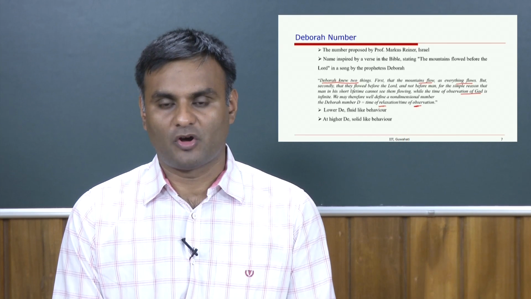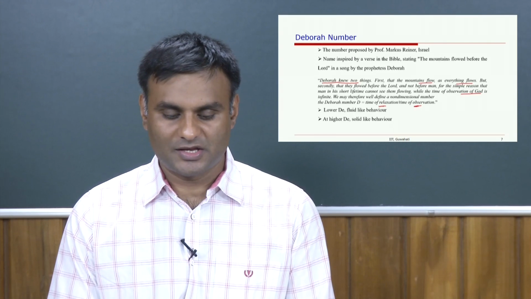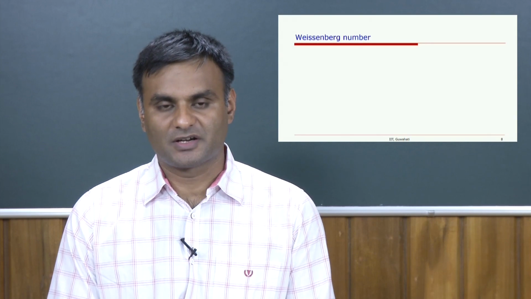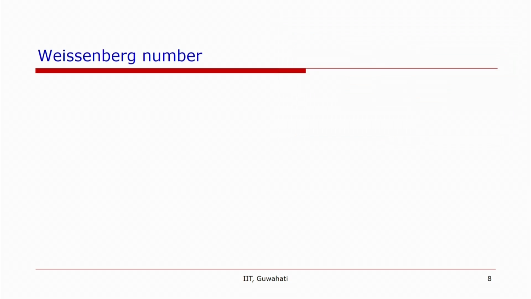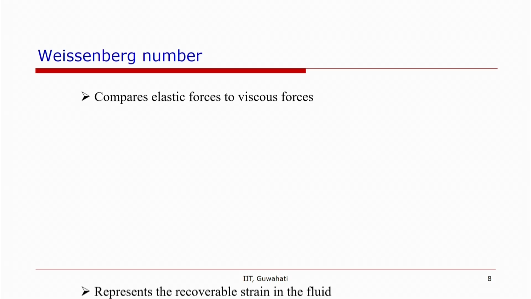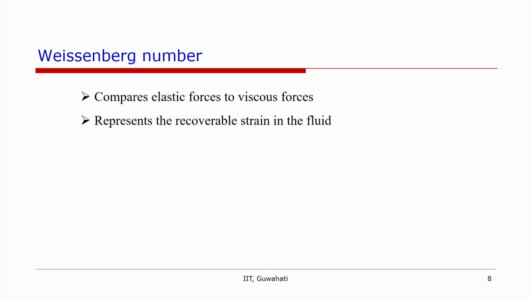Now, there is another non-dimensional number which has a similar definition. It is the Weissenberg number, and it is defined as the ratio of elastic forces and viscous forces. So it compares the two effects, elastic effect and viscous effect, and in terms of strain, the strain that is recovered and the strain that is not recovered.